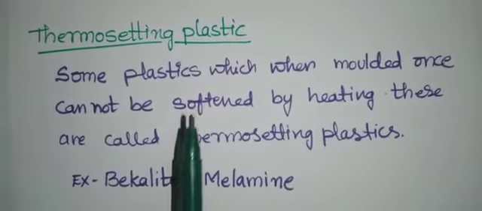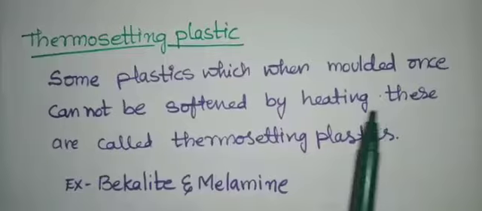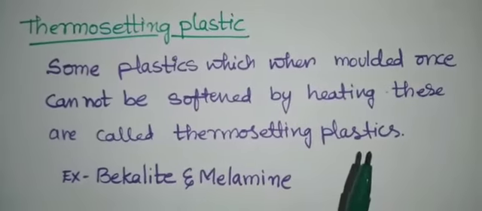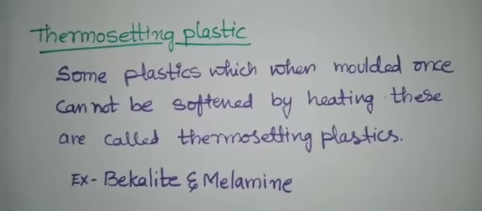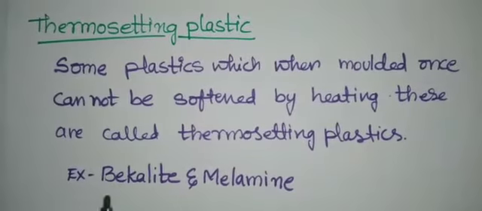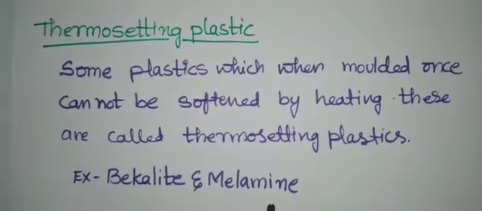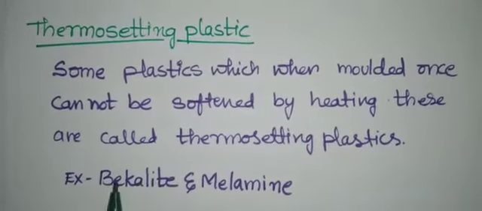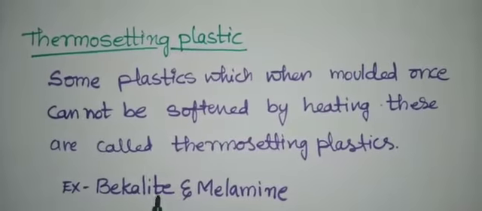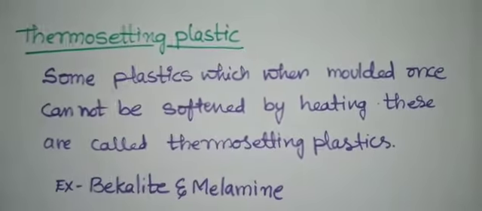Heat ಮಾಡೋದ್ರಿಂದ ಅದು ಸಾಫ್ಟ್ ಆಗೋದಿಲ್ಲ. So these are called thermosetting plastics. There are two examples for this: bakelite and melamine. Bakelite and melamine, these are the two types of thermosetting plastics.